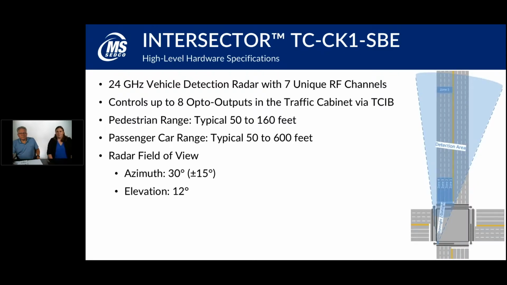The hardware, just to give a quick highlight of what the Intersector is, it's a 24 gigahertz radar detector with 7 unique RF channels. You can have multiple intersections. It can control up to 8 opto outputs in the traffic cabinet via its TCIB cards. Typically, you'll see about 160 feet for pedestrian, 600 feet for passenger cars. Depending on the application, you may see well more than that. And the field of view is 30 degrees left-right, 12 degrees up-down.